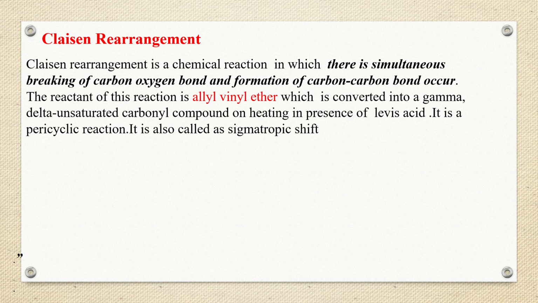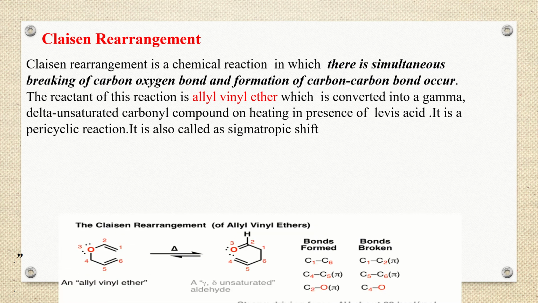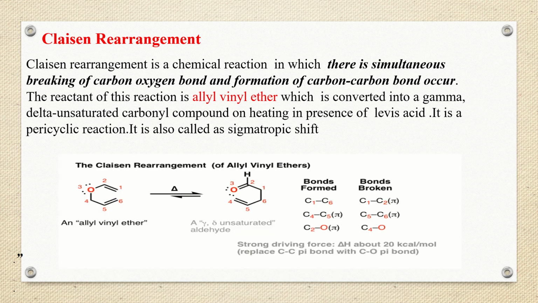This particular conversion is obtained merely on heating, or in the presence of a Lewis acid. It's a pericyclic reaction in which all the bond breaking and bond formation takes place in a concerted way. It's also called a sigmatropic shift since there is a sigma bond shifting from one position to another position.